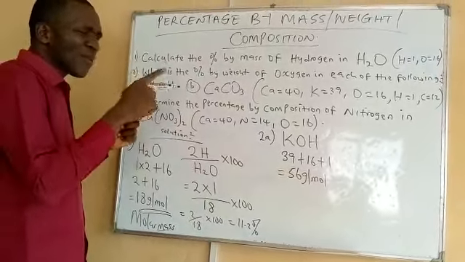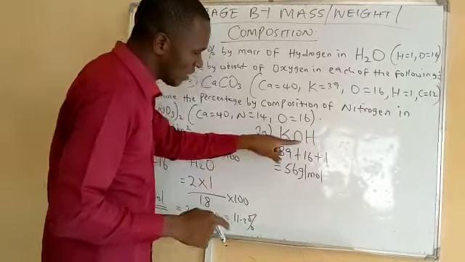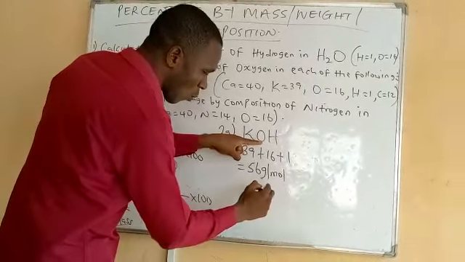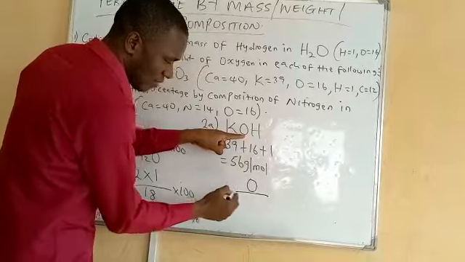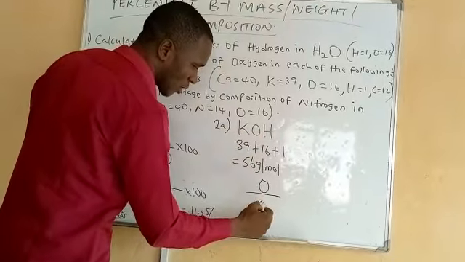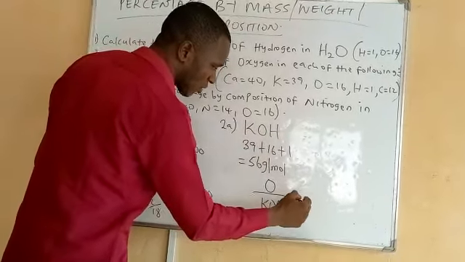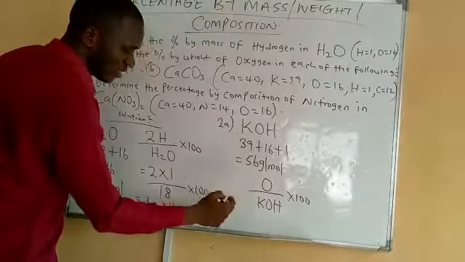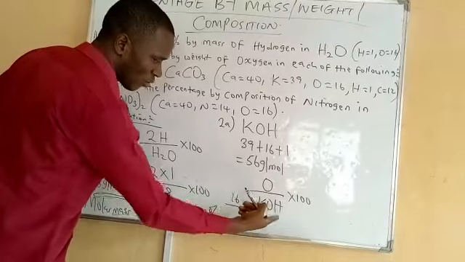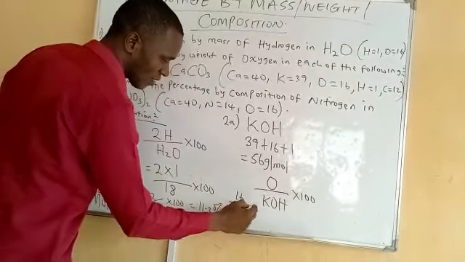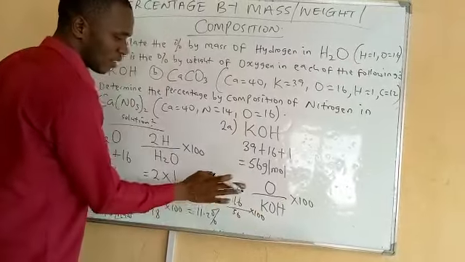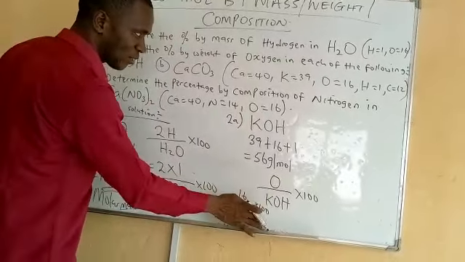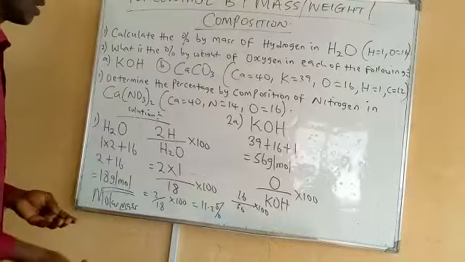Now, they say percentage by mass of oxygen, you go and check, this is oxygen, so you have just 1 oxygen divided by the whole of this compound, KOH, times 100. Your oxygen is 16 divided by the whole of this compound, which gave you 56, times 100. So 16 divided by 56 multiplied with 100, whatever you have will be the answer.